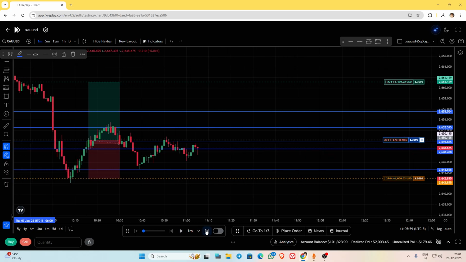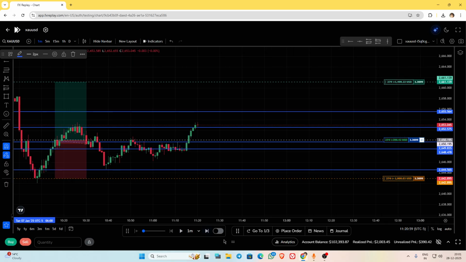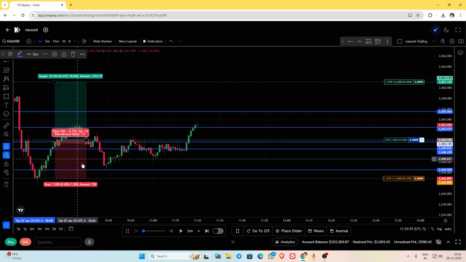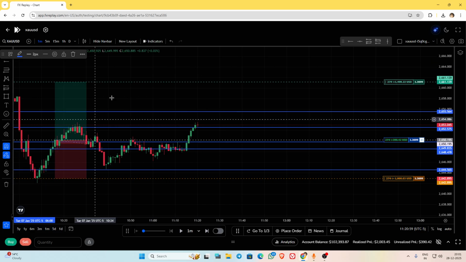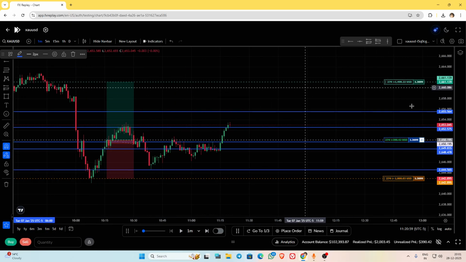Okay, so the new candle is opening. As you can see, market seems very choppy right now, and whenever market chops like this, I don't like to trade.